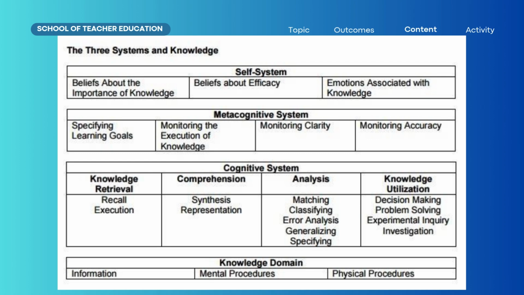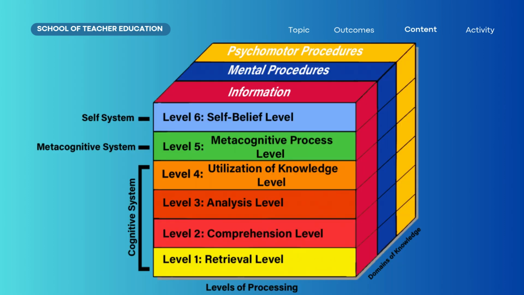Marzano provided the three systems of knowledge, which are the self system, metacognitive system, and cognitive system. Now, the knowledge domain is part of the three systems of knowledge. However, the knowledge domain is embedded in the entire system. For example, in this framework, as you can see, the information, mental processes, and psychomotor procedures are all in one cube with level 1 to 6 type of systems.